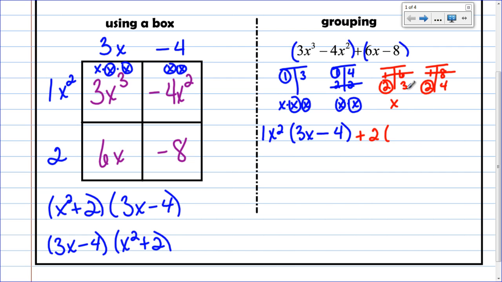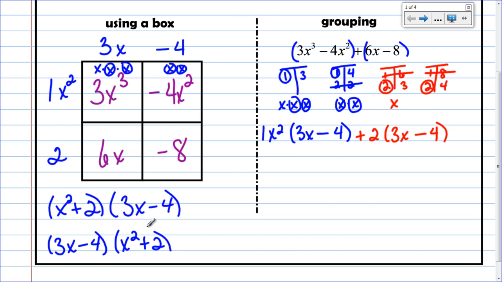Then I'm going to write down what's left. Right here, I have a 3 and an x left. There was a minus sign up here, so it's minus, and then I have a 4 left. And if you look at what is still remaining, what you should notice is that what's in parentheses matches.